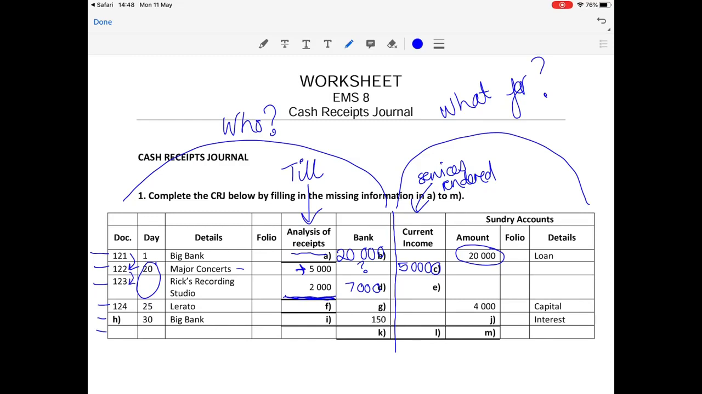Moving down to the next transaction, we carry on chronologically with our source document, number 123. Who did we receive the money from?